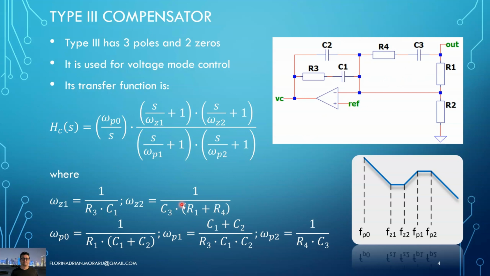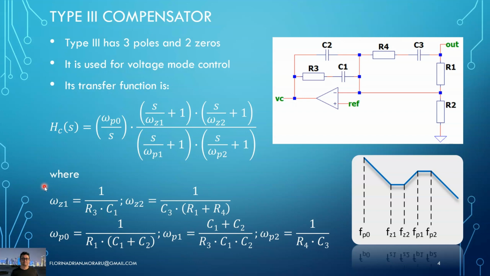Of course, for the zeros, we can do some identifications. Okay, so now we know that, for instance, omega p0 equals 2 times pi times fp0, which is the frequency at which the pole at the origin is placed.